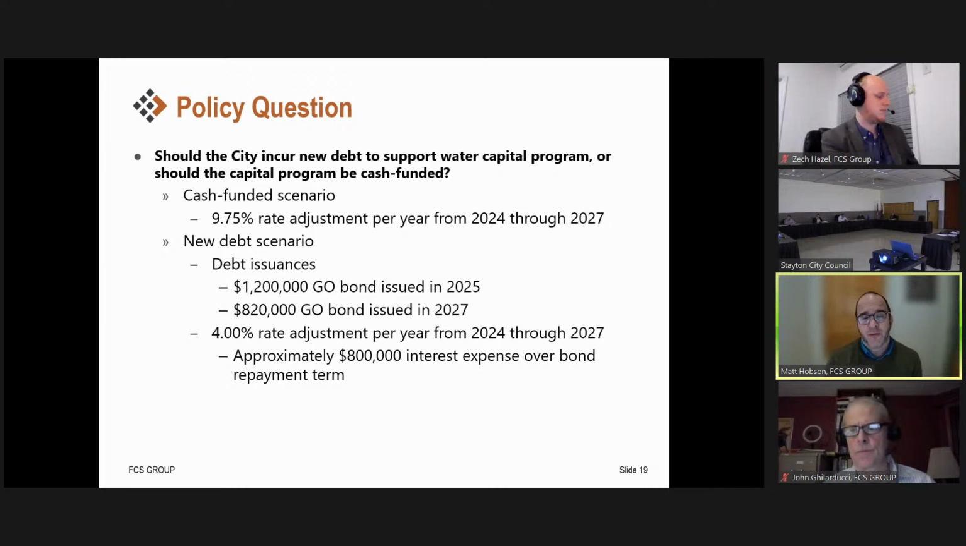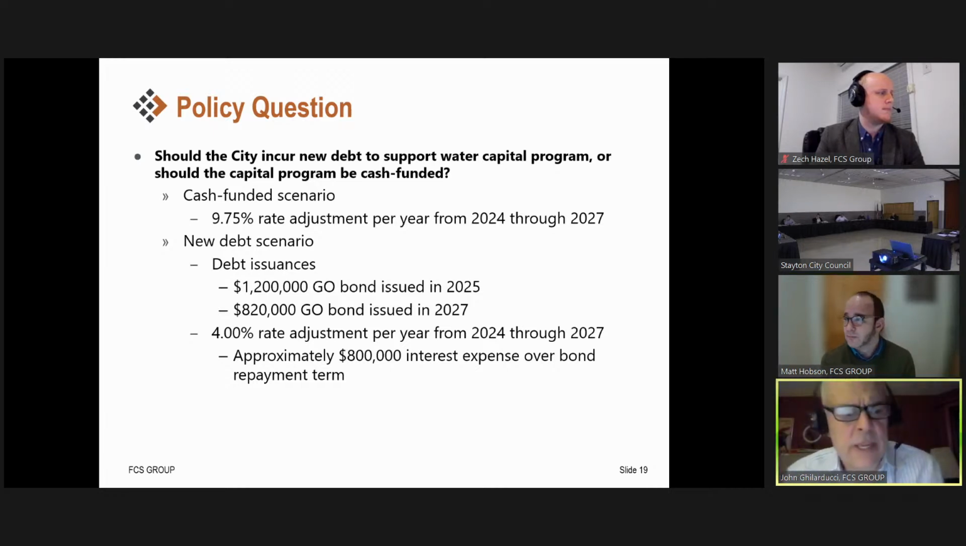There are two types of bonds we typically see: a general obligation bond that would support ongoing expenses. The other type of bond that could be explored is a revenue bond tied specifically to the utility, and those also would not require a vote of the people. Just a quick clarification there. These would technically be full faith and credit bonds.